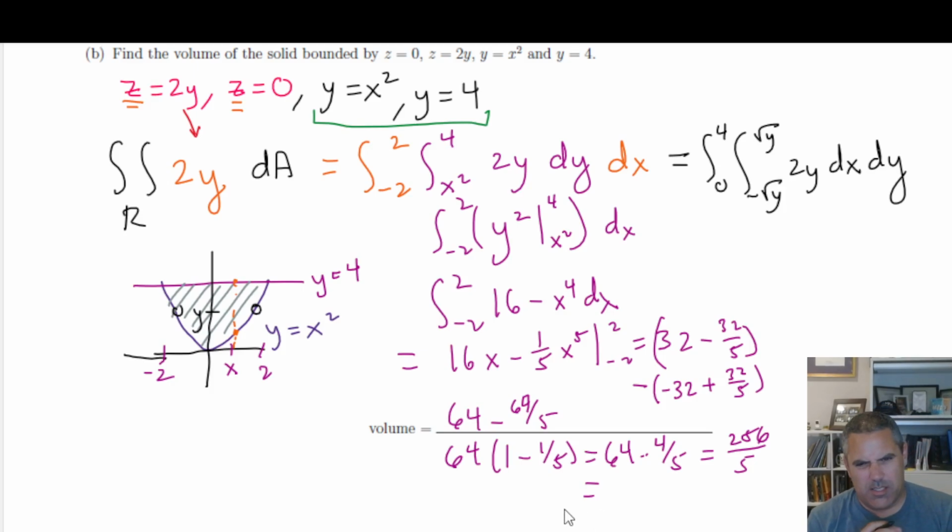Now, yeah, 51.2. That's the volume of that shape.